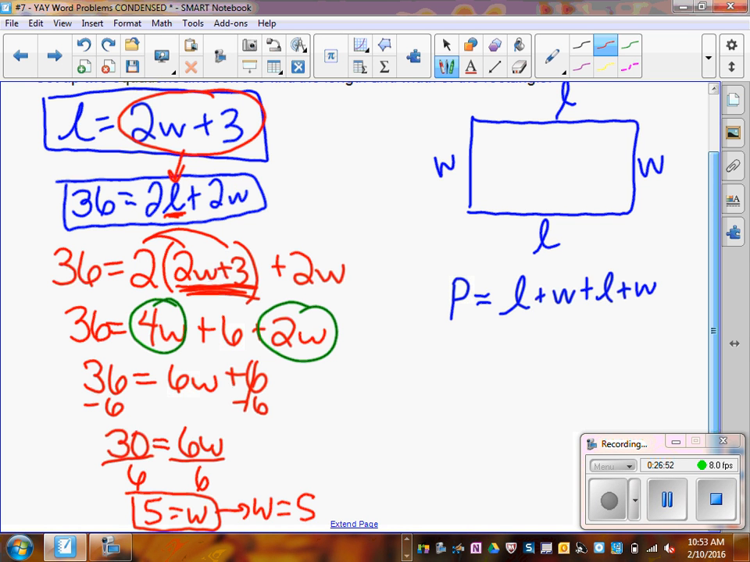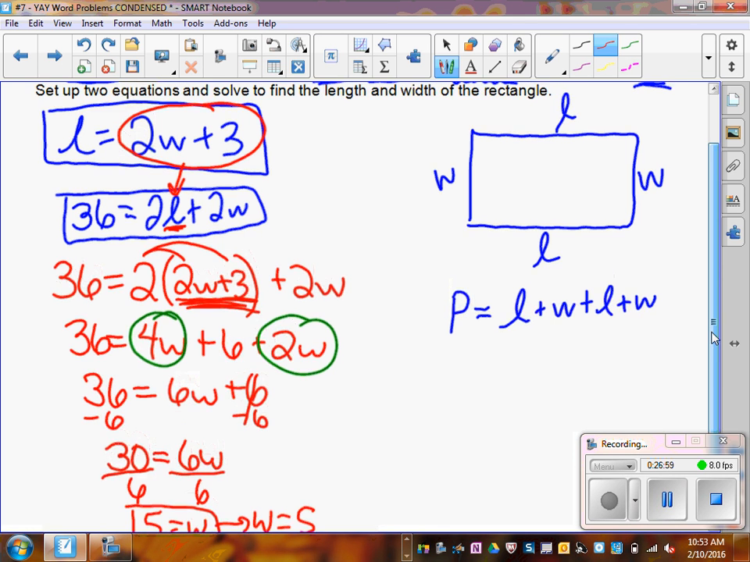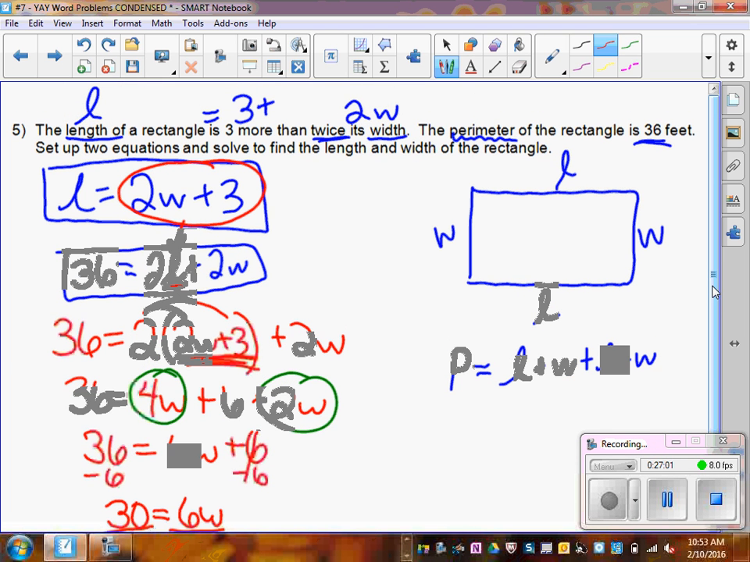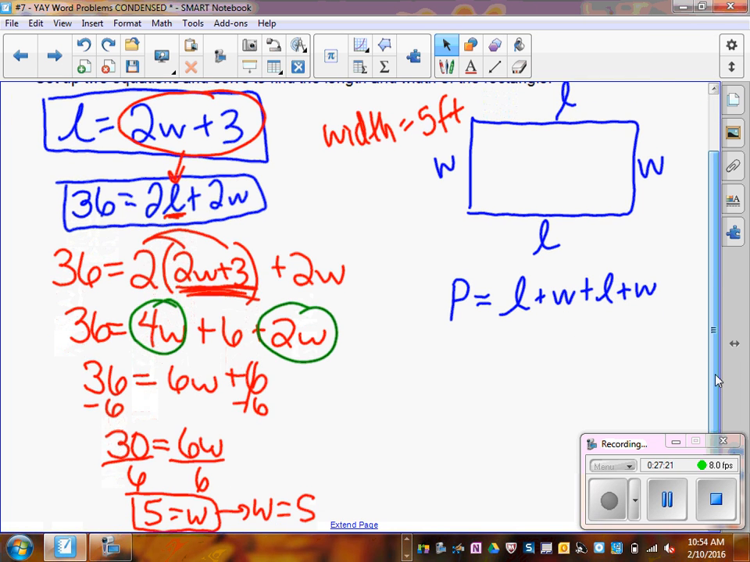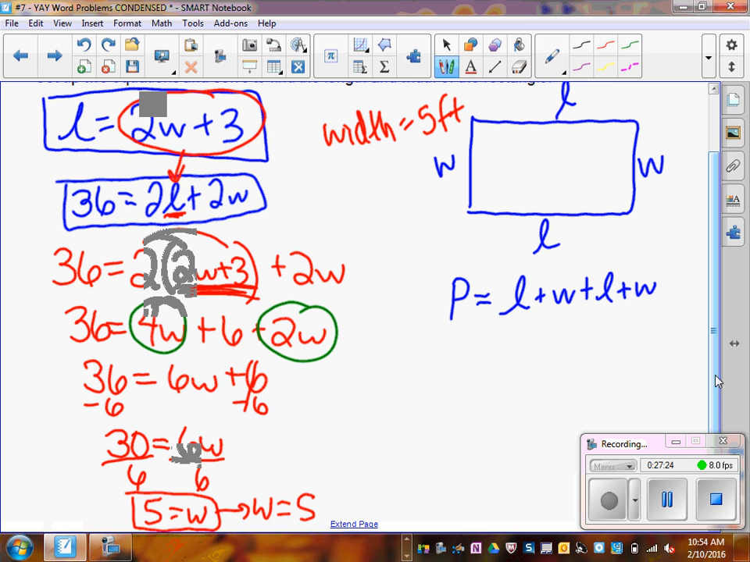Alright. So now that I have W, I know my width. It is 5 what? What was the units? Good, 5 feet. So I know my width is 5 feet. So then how do I find my length? You take W and you put it into one of your equations. I'm just going to use my top one since it's already length equals. So I'm taking my width and I'm going to put it into my length equation.